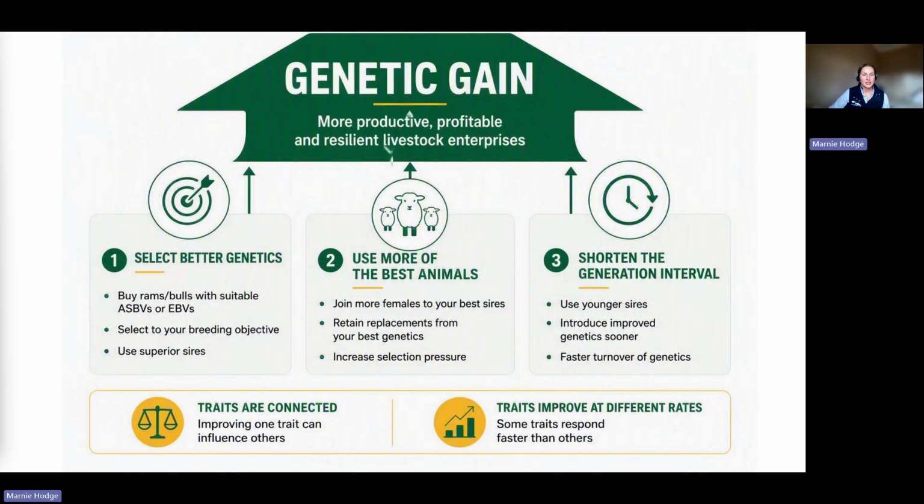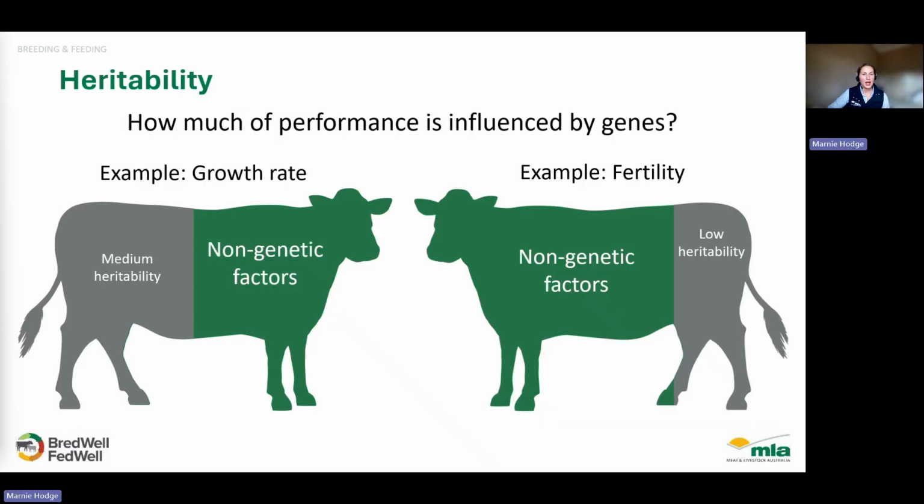Now, we know that some traits are connected. So selecting for one trait will have an influence on others, which we'll talk about in a little bit of time. And we also know that particular traits, you can improve the rate of gain compared to others. So let's talk about that. How much of the performance is actually influenced by genes is called the heritability of a trait. So some traits have a high or moderate heritability and some traits have a low heritability. The higher the heritability, the higher the potential rate of genetic improvement you can have in a quicker time period.